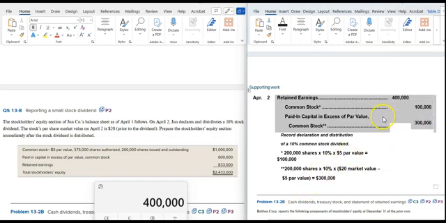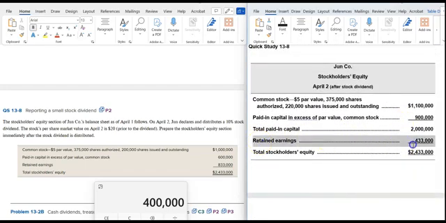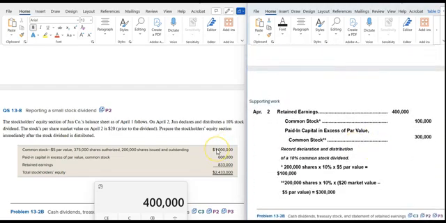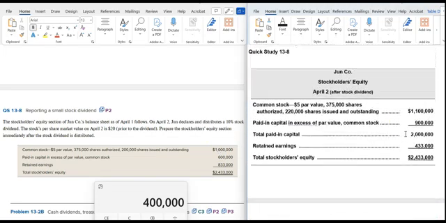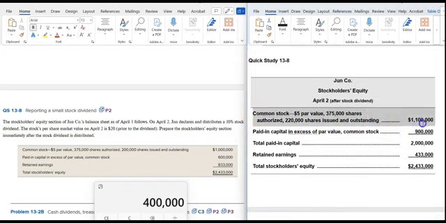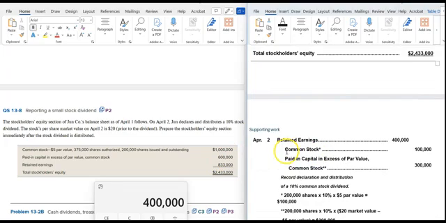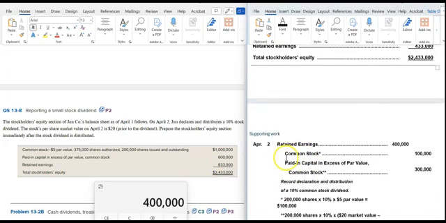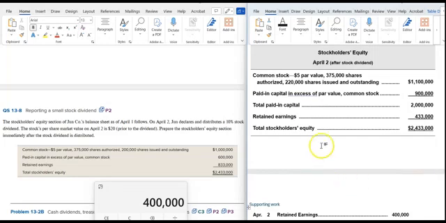So let's look at the changes to the equity accounts. Retained earnings will go from 833. It is decreased 400. Its balance goes down to 433. Common stock was 1 million before the dividend. It was increased 100, causing its balance to end up at 1.1 million. The paid-in capital in excess balance prior to the dividend was 600. It increased 300,000, bringing its balance up to 900.